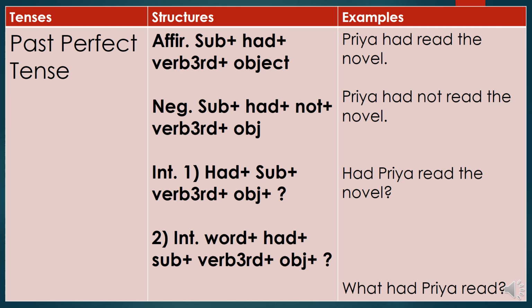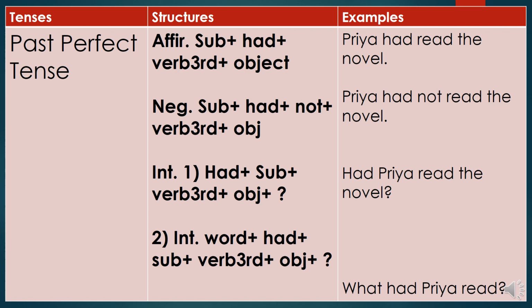Now see the second way. We will put the interrogative word at the beginning. What had Priya read? So interrogative word plus had plus subject plus third form of the verb plus the object, and again the very essential question mark.